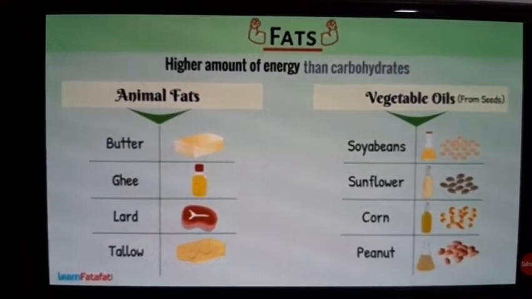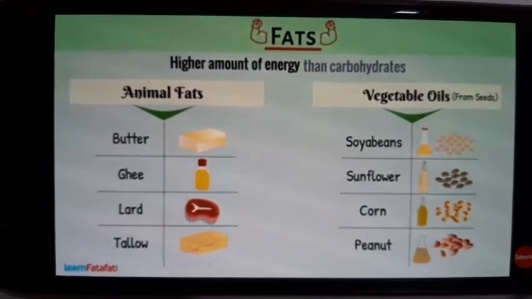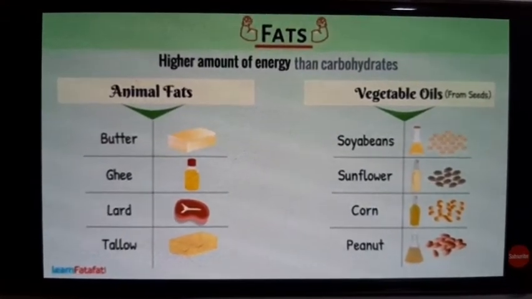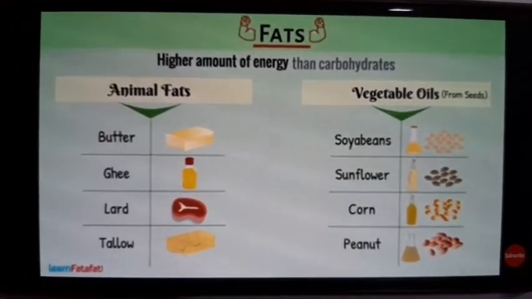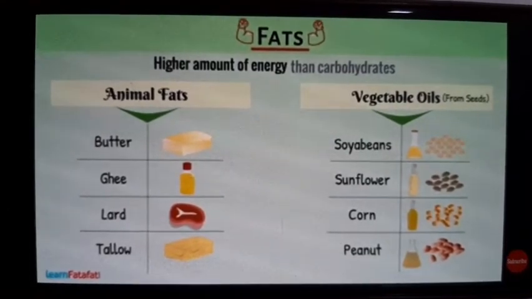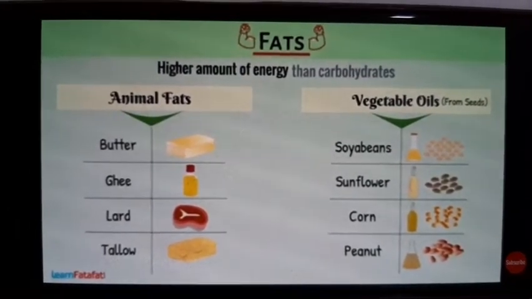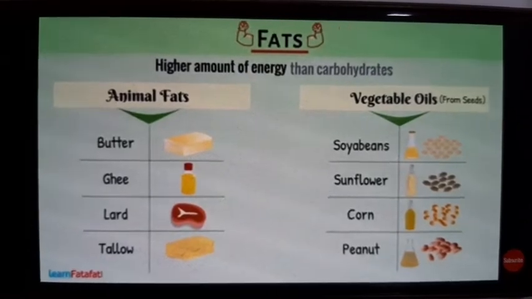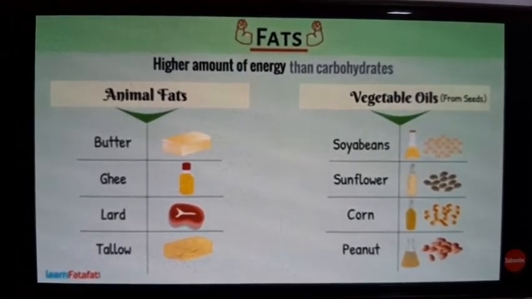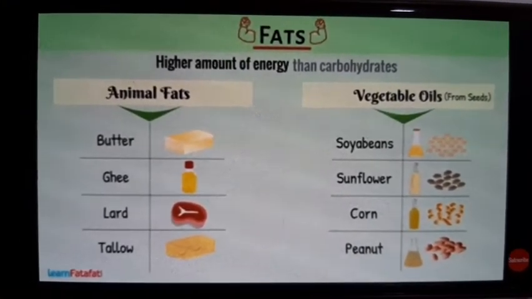This is a very important fact to notice: we use animal fats and vegetable oils interchangeably, but there is a huge difference between them. Animal fats are solid at room temperature, whereas vegetable oils are liquids at room temperature.